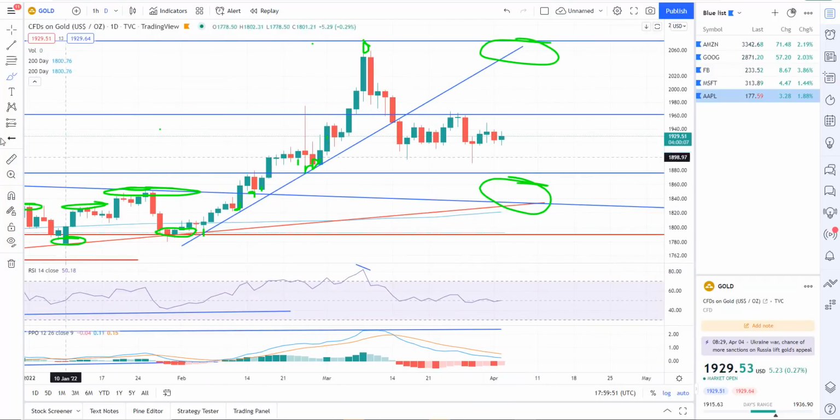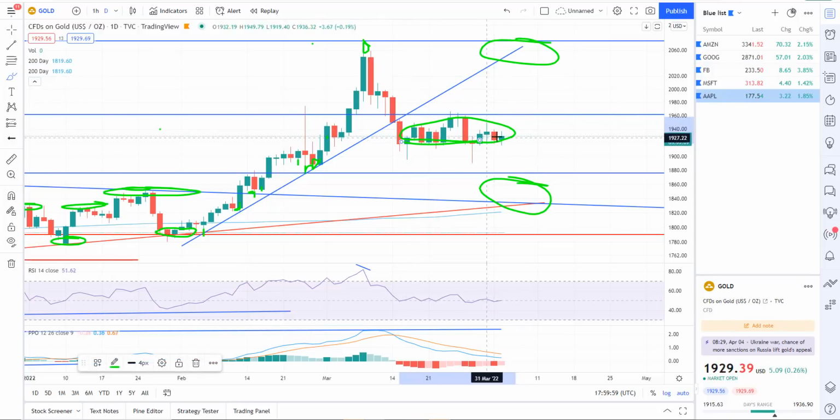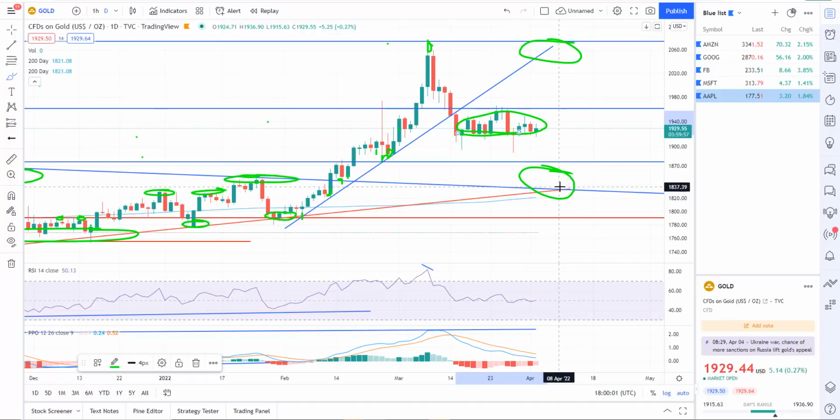Gold, no change. We've been just stuck in the mud in gold for several weeks now. So gold's just drifting sideways. Again, right in the middle of support and resistance. We got support down here at 1835, 1834. Big resistance up here at 2075. And we're right in the middle. So nothing to do there.